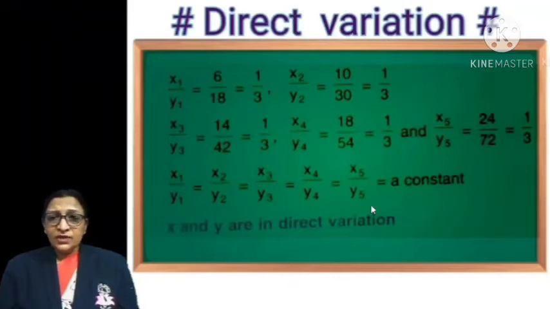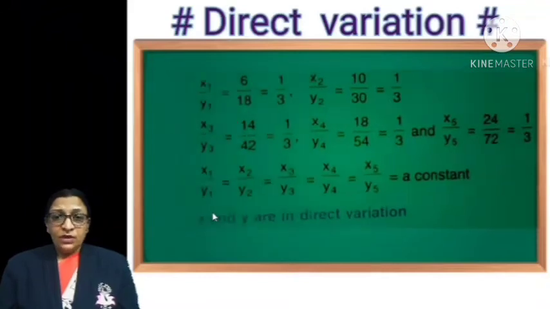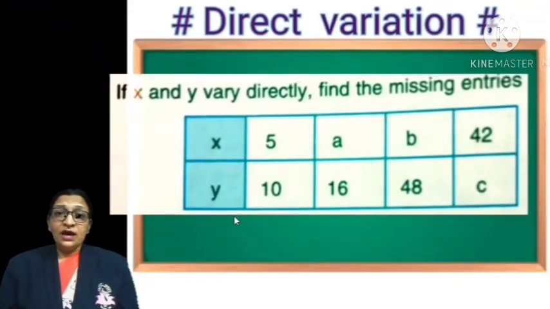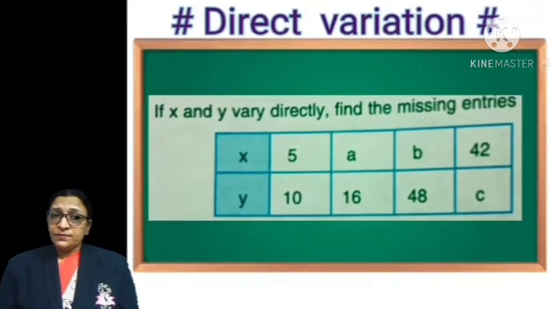In each of the cases, x1 upon y1 is equal to x2 upon y2 is equal to x3 upon y3, x4 upon y4 is equal to x5 upon y5. All the values are constant, so they are in direct variation.